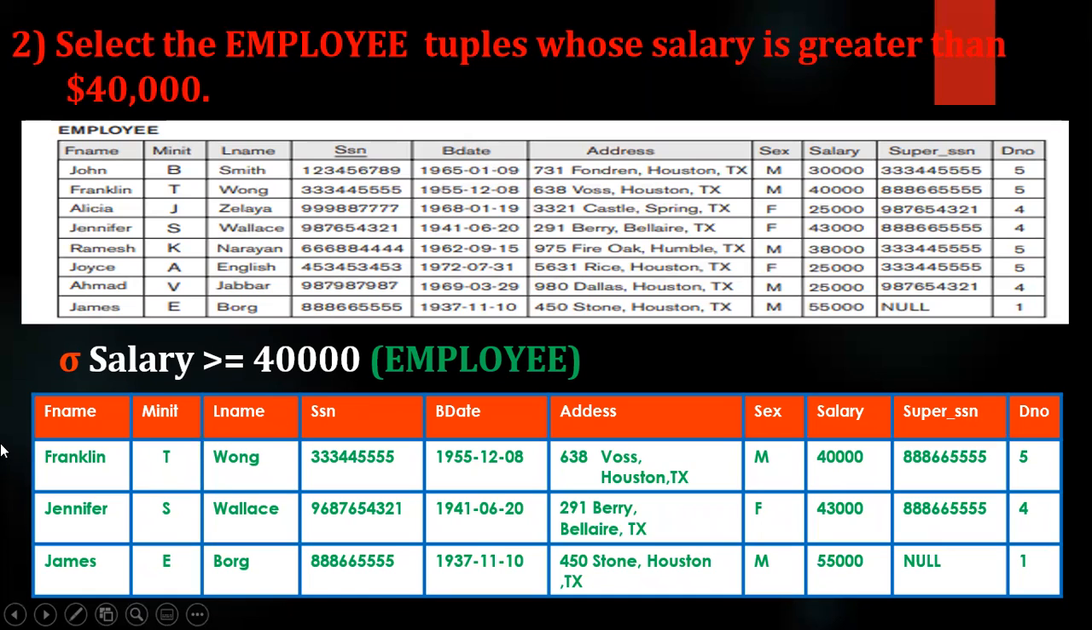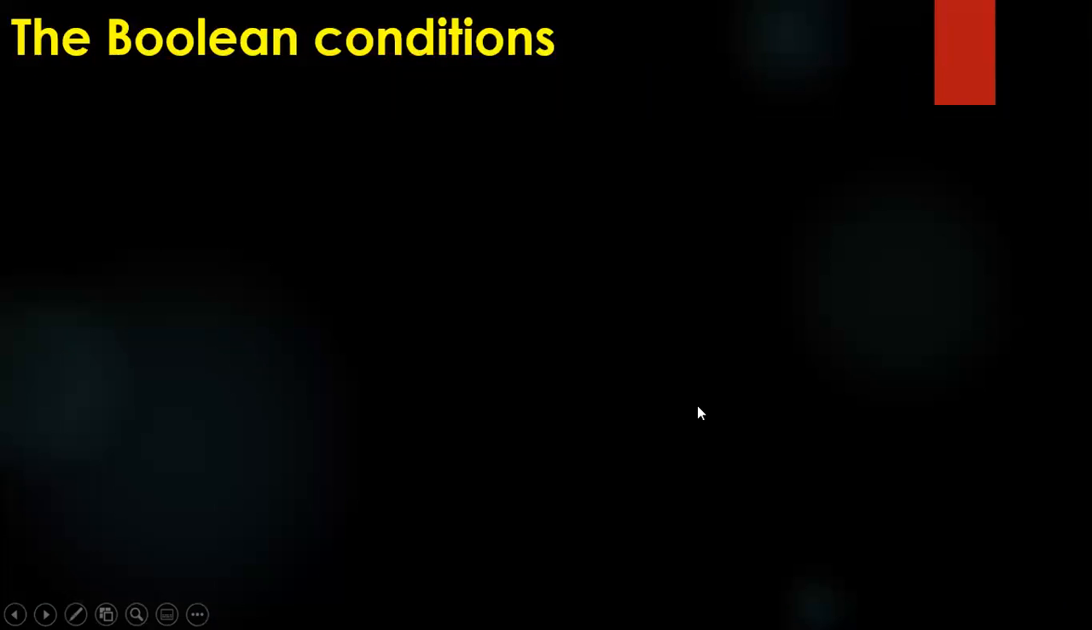So again we can see here the number of tuples in a selection is less than or equal to the original relation, but all columns are selected. Now sometimes we need to apply more than one condition, like selecting the employees who are in department 4 and also whose salary is greater than 40,000. So now we want to add two conditions.